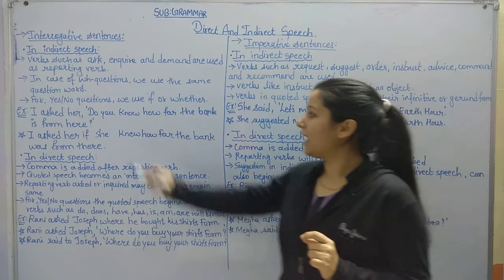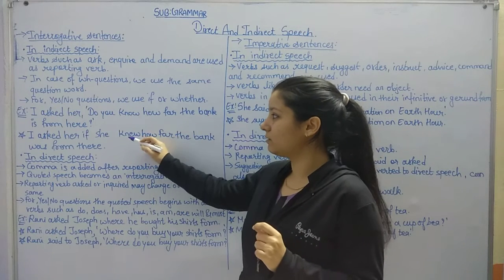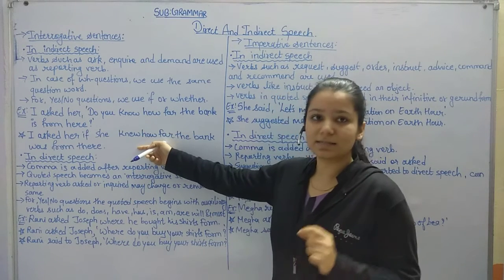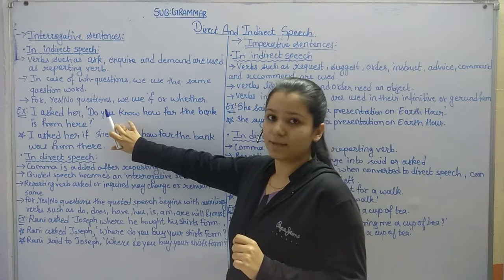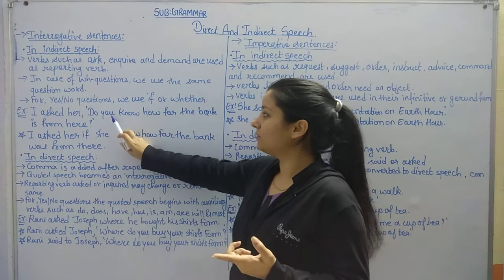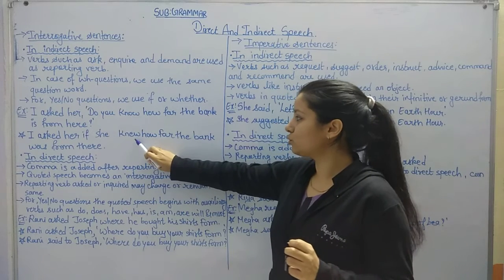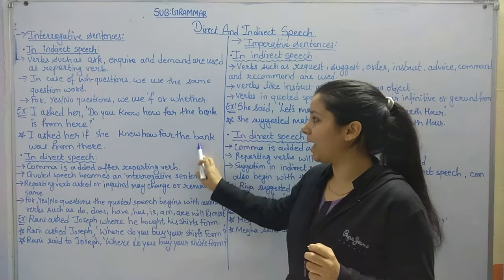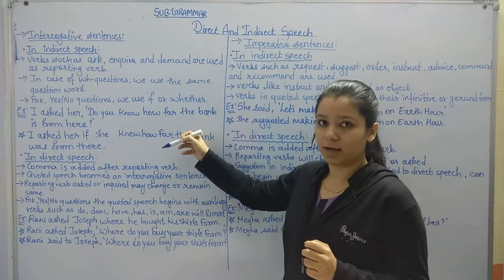For example, I asked her, do you know how far the bank is from here? Now while changing into indirect speech, we will write I asked her. Now it is a yes/no question, so we will write if or whether. We will remove do, and in the place of you we will write she. Know will change into knew, and how far the bank is from here will change into how far the bank was from there.